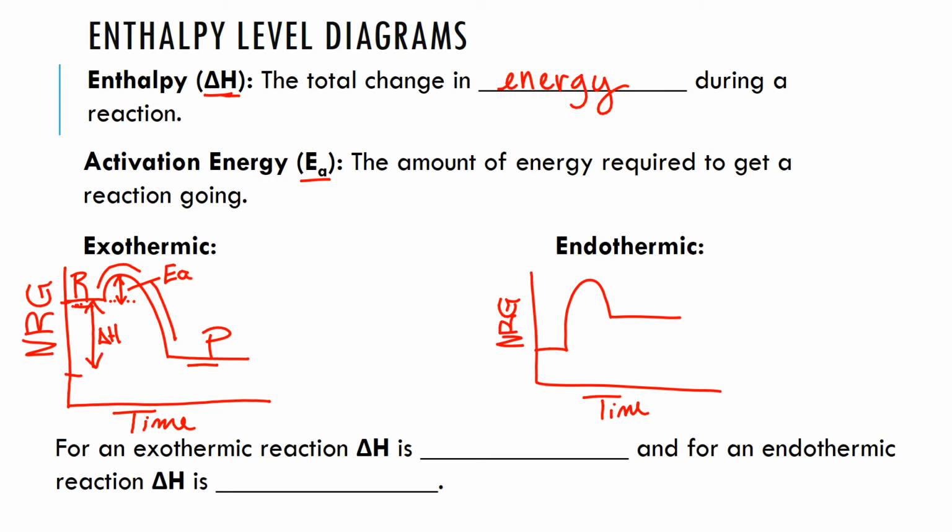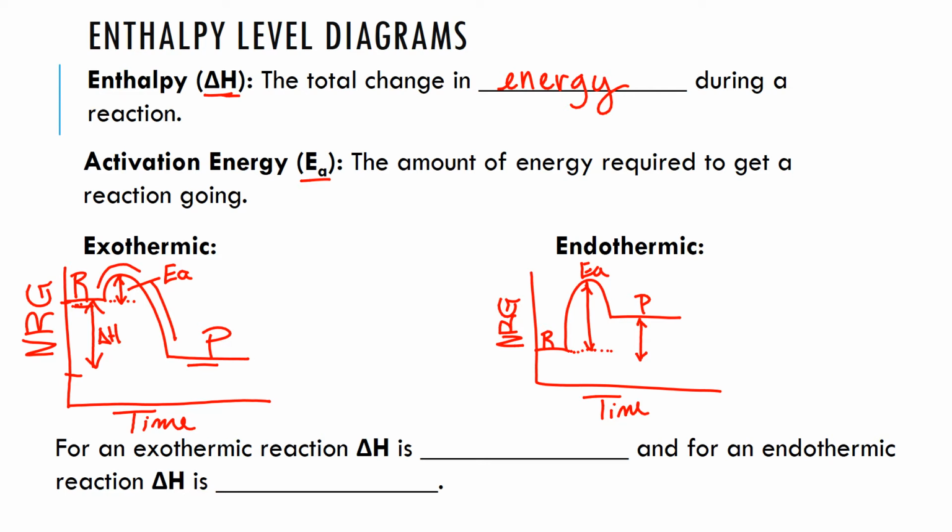So for an endothermic reaction, it's the same thing. Delta H will be the region between the energy of the reactants and the energy of the products. And the activation energy will be the area from the reactant line to the top of the hump. Now you notice in an endothermic reaction, the activation energy is much greater. That's because in an endothermic reaction, energy needs to be absorbed by the system before the reaction can take place.